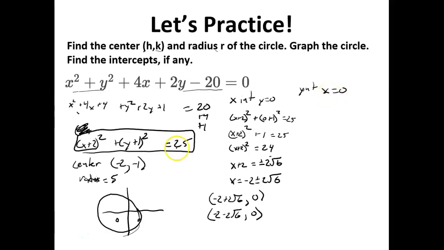For our y-intercept, we go back here. If x is 0, we're going to have 0 plus 2 squared plus y plus 1 squared is equal to 25. This right here would be 4 eventually, so 4 plus this quantity squared, y squared plus 2y plus 1, is equal to 25. I have 4 plus 1, so I'm going to subtract 5 from both sides of the equation. I'm going to get y squared plus 2y is equal to 20.